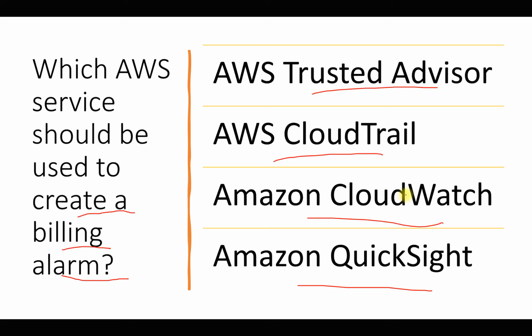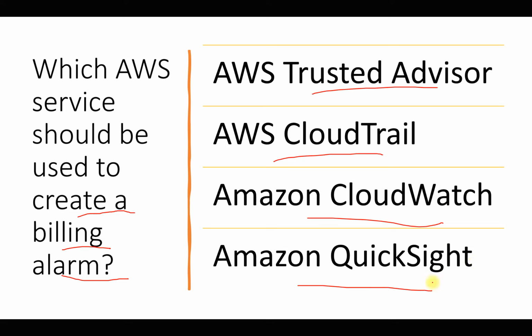Amazon CloudWatch is actually a monitoring and observability service which provides us data and actionable insights to monitor our application. Also, it collects monitoring and operational data in the form of logs, metrics, and events. So this service can be used for billing purposes. Last service we have is Amazon QuickSight.